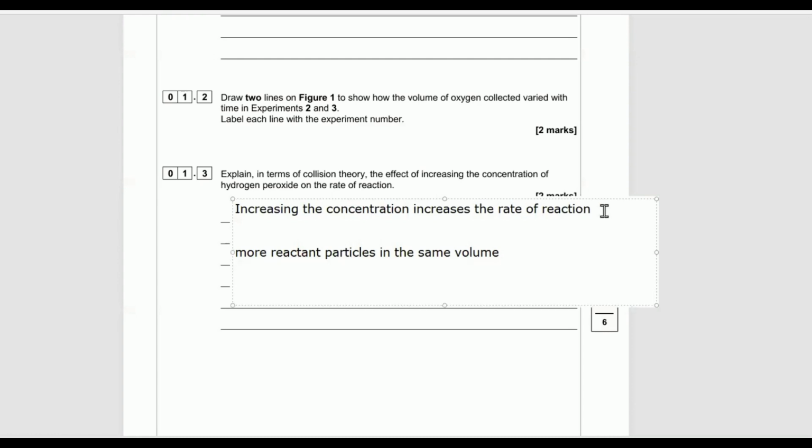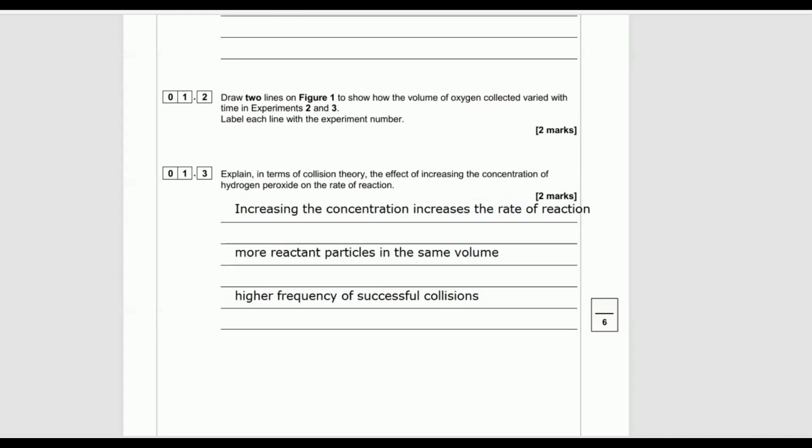What's the second mark? This leads to a higher frequency of successful collisions. Now, another way to say frequency is a higher amount of successful collisions per second. So as long as you give collisions per time, that's the same as saying frequency. So higher frequency of successful collisions. Why? Because we have more reactant particles in the same space or same volume. There we go. All right, guys, that's question one done. Let's move on to question two.